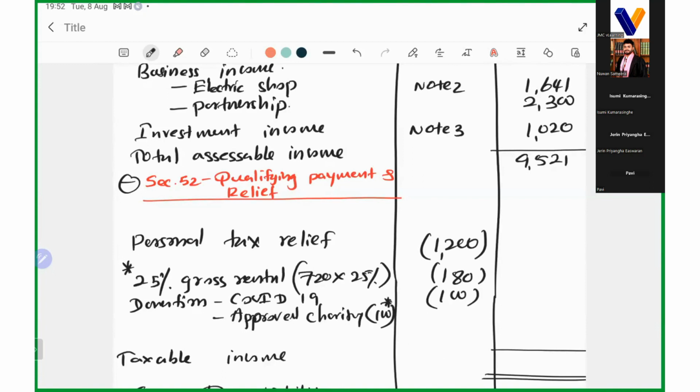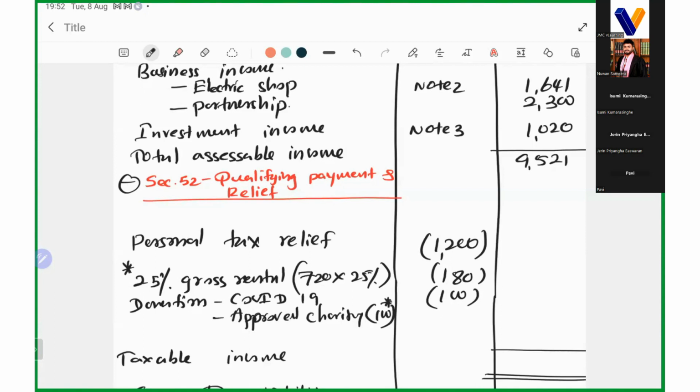9,521 minus 1,200 minus 180 minus 100 without donation to approved charity. It's about 8,041. So you have to take 1/3 of that taxable income. 1/3 amount is something like 2,680,333, right? So let's say 2.6 million.